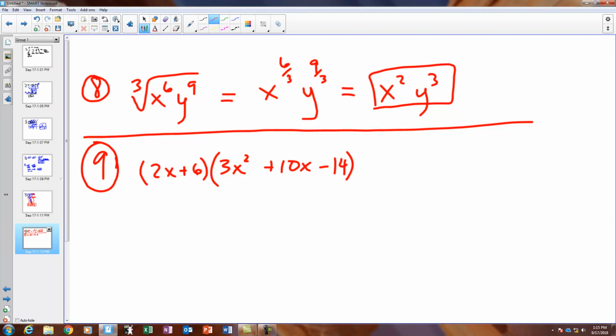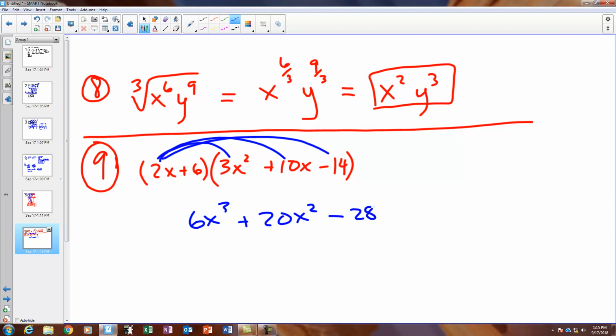Now, we've talked about before using a grid to do this. I'm just going to go ahead and use the arrows and talk about distribution by parts or foiling if you want. The 2x times 3x squared is 6x cubed. 2x times 10x is going to be 20x squared. 2x times negative 14 is negative 28x. That took care of the 2x.